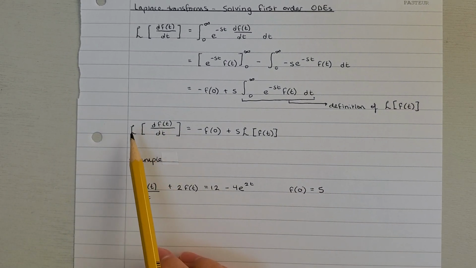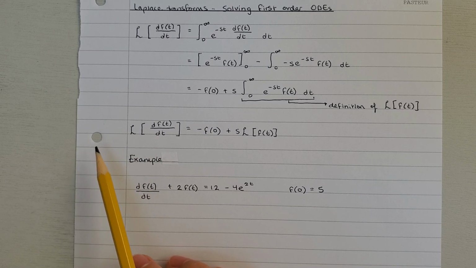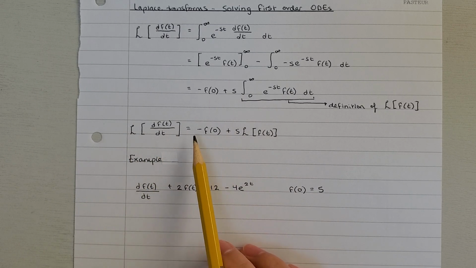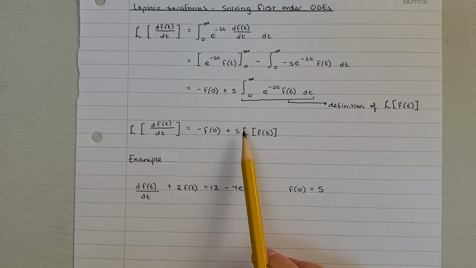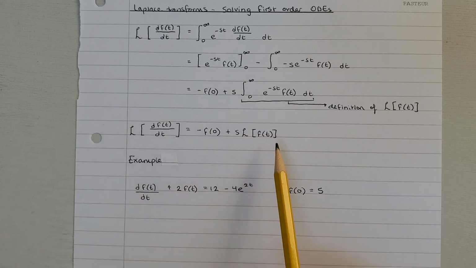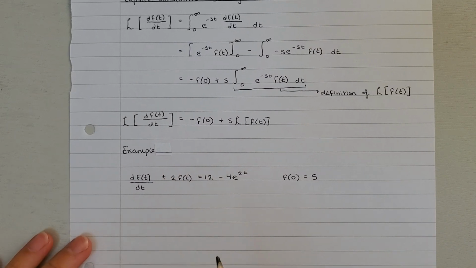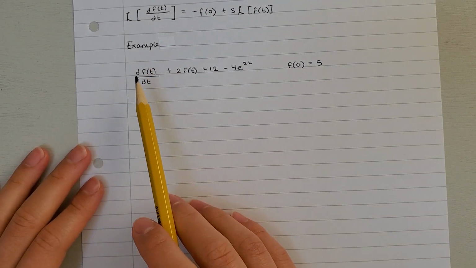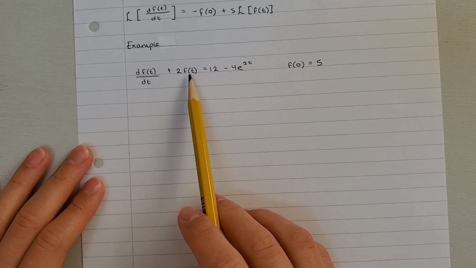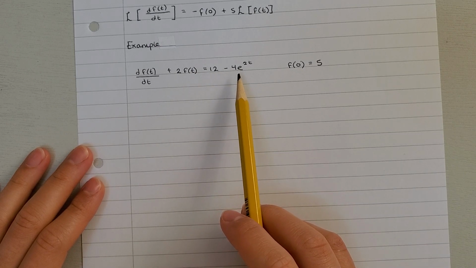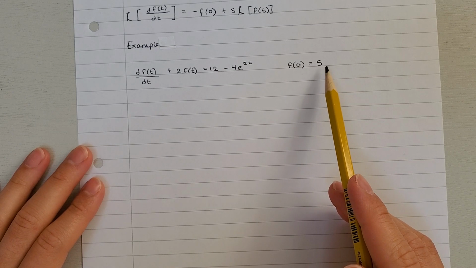So we know that if we Laplace transform the derivative of a function of t, then we have negative the function with 0 in, plus s multiplied by the Laplace transform of the function. So if we do an example to show how this can be incorporated, we have the derivative function plus 2 multiplied by the function equals 12 minus 4e to the power of 2t, where the function at 0 is 5.